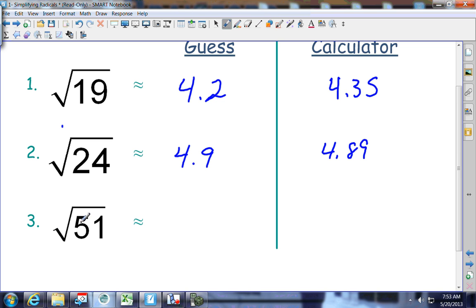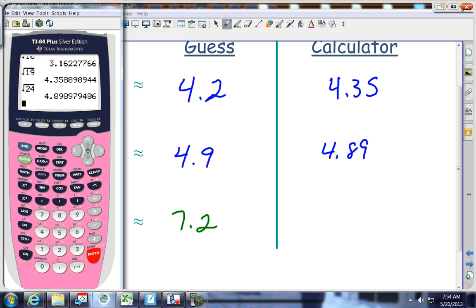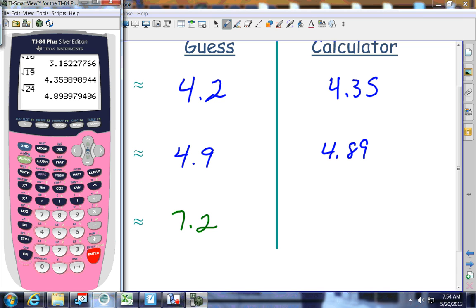51. Okay. 25, 5 times 5, 6 times 6 is 36. 7 times 7 is 49. That's close to 49, right? Just a little bit bigger. So I'm guessing 7.2. So I go to my handy dandy calculator. Put in there second, x squared. I'm going to put in there 51.